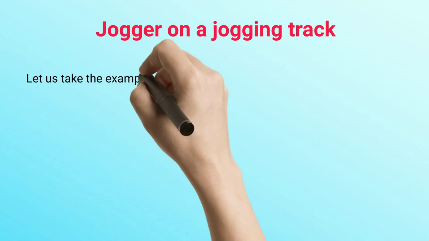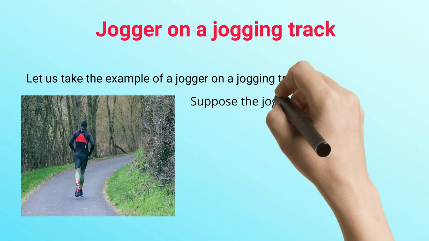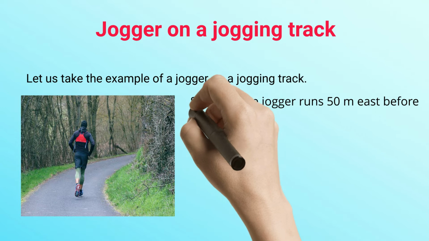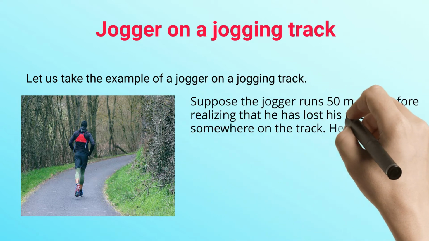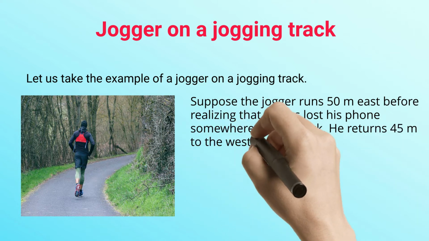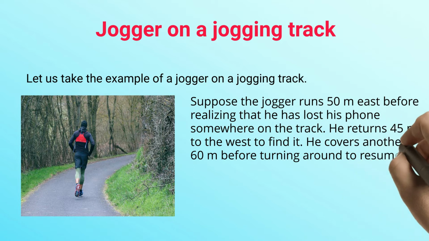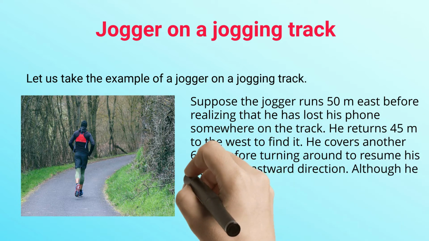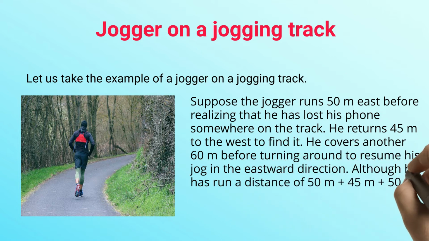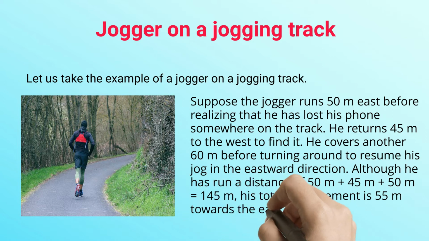Jogger on a jogging track. Let us take the example of a jogger on a jogging track. Suppose the jogger runs 50 m east before realizing that he has lost his phone somewhere on the track. He returns 45 m to the west to find it. He covers another 60 m before turning around to resume his jog in the eastward direction. Although he has run a distance of 50 m plus 45 m plus 50 m equals 145 m, his total displacement is 55 m towards the east.